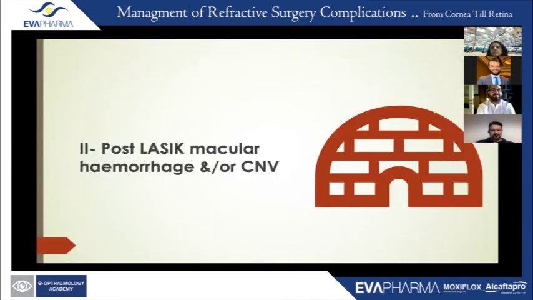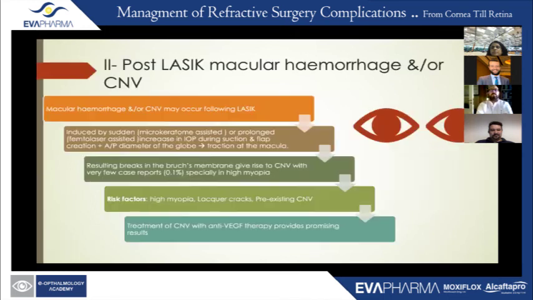Now we move to post-LASIK macular hemorrhage or choroidal neovascular membrane. Various reports of patients with macular hemorrhage or choroidal neovascular membrane have been published, and this could be induced by the sudden, as in microkeratome-assisted LASIK, or prolonged, as in femtolaser-assisted creation of the corneal flap, increase in the ocular pressure, which results in distortion of the contour of the globe, increase in the anteroposterior diameter, and possible traction over the macula.